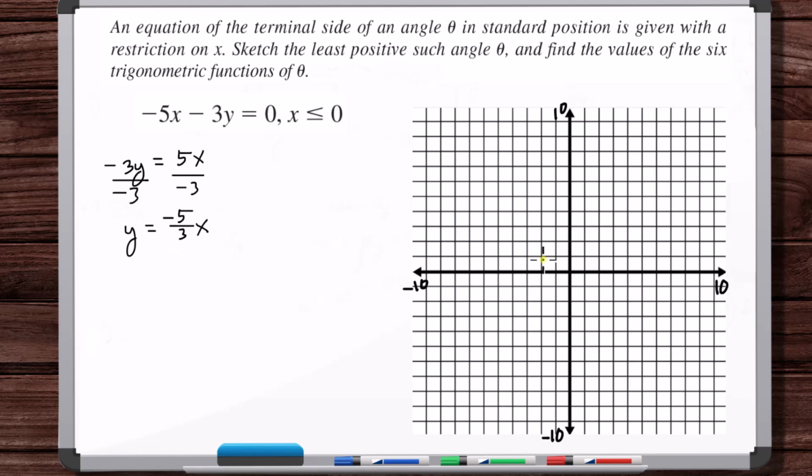So rise over run, but we need to go in this direction. We can't, the x has to be less than or equal to 0. So we can do plus 5 in the y, 1, 2, 3, 4, 5, and then minus 3 in the x, 1, 2, 3.